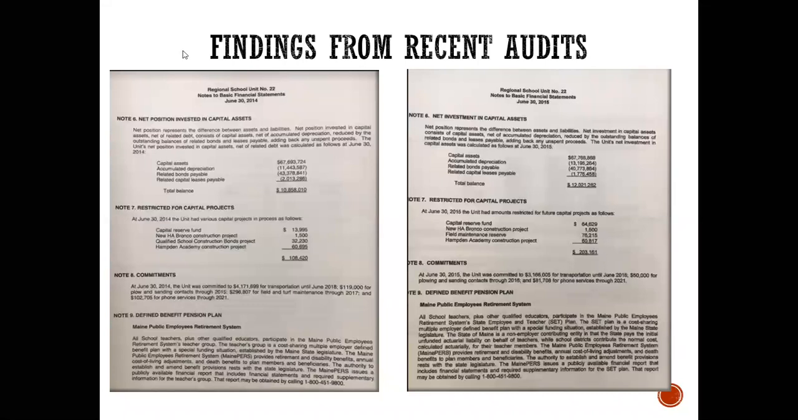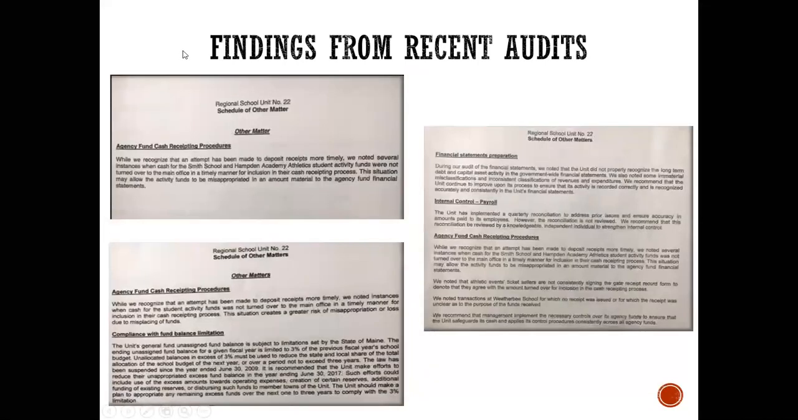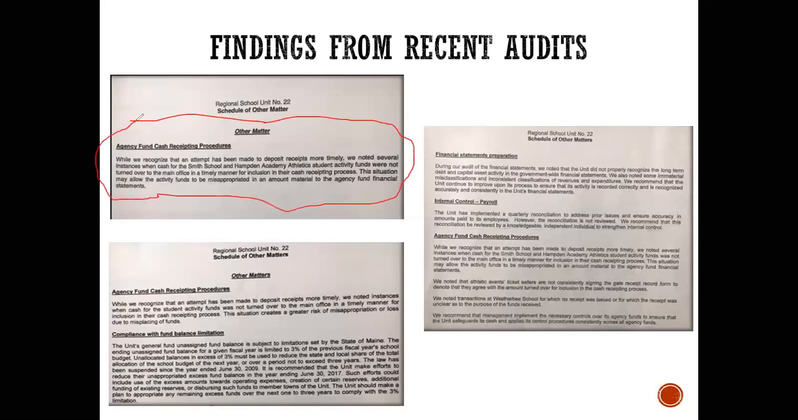So when we go down to our next slide, let's take a look at what some of the findings have been. These are from 3 different audits. These are just snippets that we took out. Agency fund cash receipt. Whenever you're dealing with cash, you have to be very careful. And in this one, while recognizing an attempt has been made, so that means it's probably happened before, an attempt has been made to deposit receipts more timely.